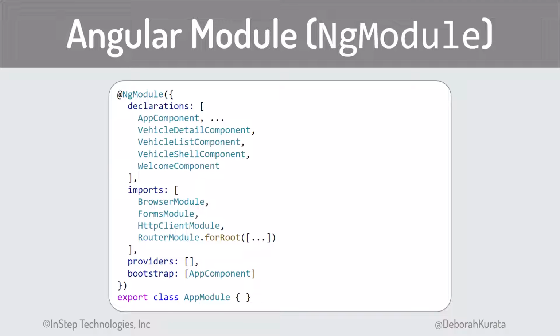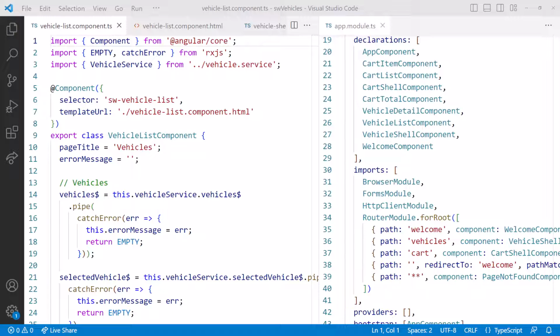Let's look at an example. Here is my Star Wars vehicle sales application. It currently does not use standalone components. We'll change that in a moment. On the right is my current NgModule. Notice that every component used in this application is listed in the declaration section of this NgModule.